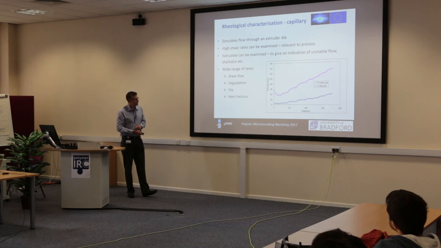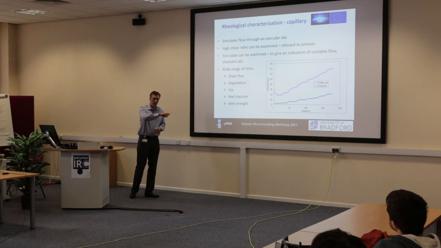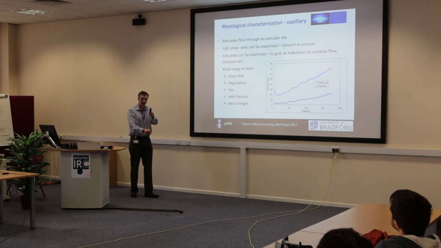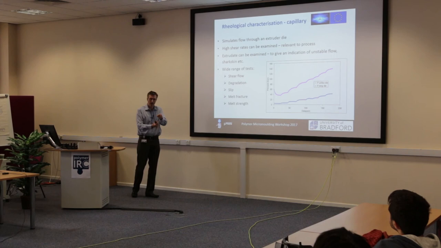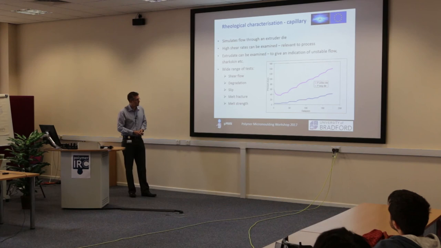We can measure melt fracture, which is one of these instabilities that I mentioned. There's also a test where we can take the extruded strand and wrap it around a motorized wheel at different speeds, and we can measure the force in that strand, which will give us some indication of melt strength. So the strength of the extruded strand in its molten state, which is quite useful for some processes like fiber spinning. So there's a range of tests that we can do.